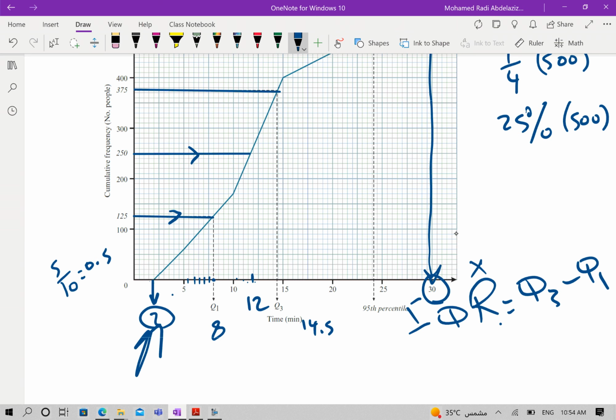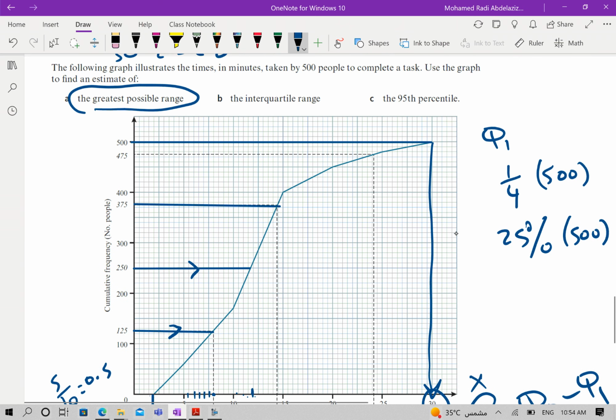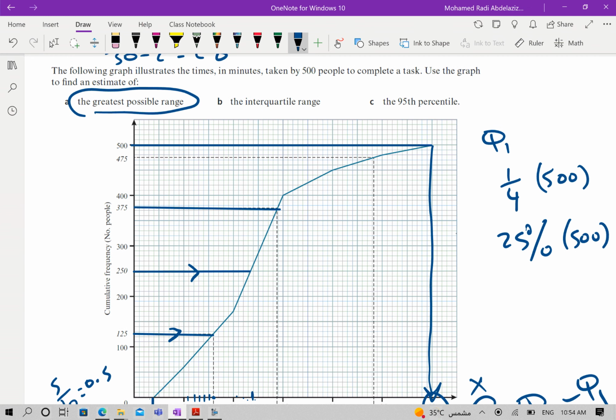If you are given the table, you have to close the gaps by adding 0.5 and subtracting 0.5. What is the interquartile range? The interquartile range is the difference between Q3 and Q1.